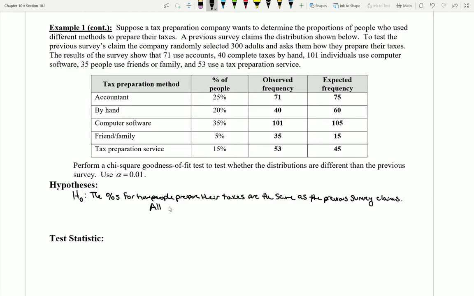So another way we could state this is that all the previous percentages are correct, right? We're saying those values up there are okay. Now, our H1, remember, is just that at least one of the previous percentages is not correct. Okay? So at least one of them is not correct and maybe needs to be adjusted.